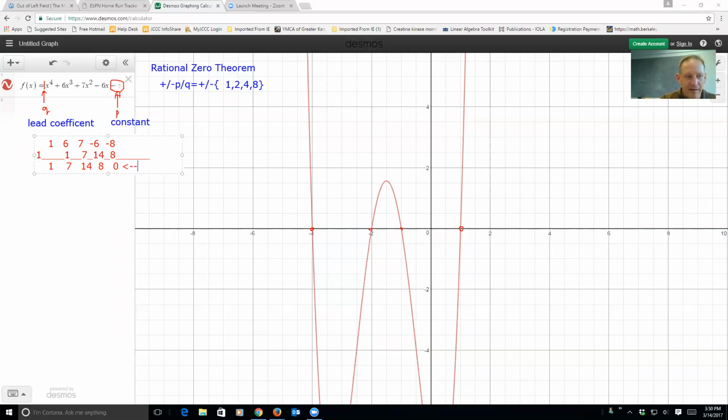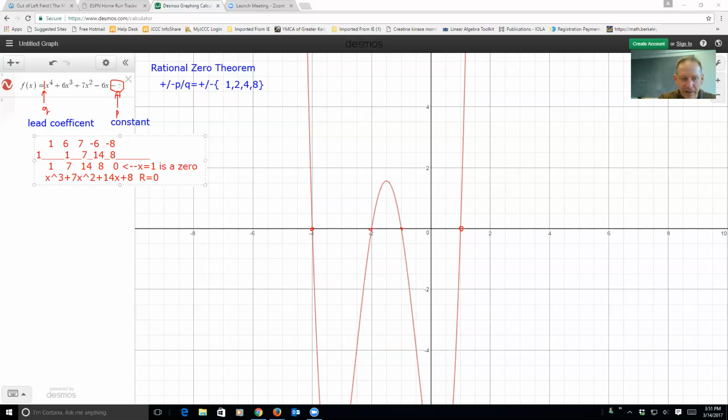It says that, yes, x equals 1 is a 0. But it not only tells us that, it also tells us that we have a new polynomial here. So my new polynomial would be, let's see if I can get this down here. It's going to be 1 times x cubed now, plus 7 times x squared, plus 14x plus 8, and then the remainder was 0, which told us this was a 0.